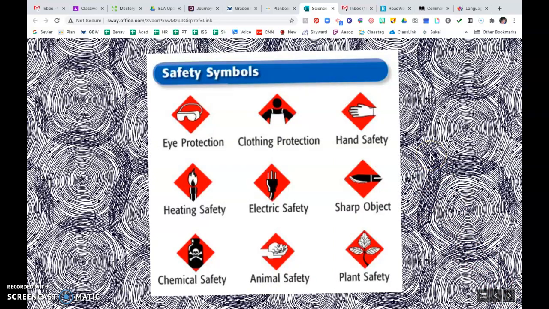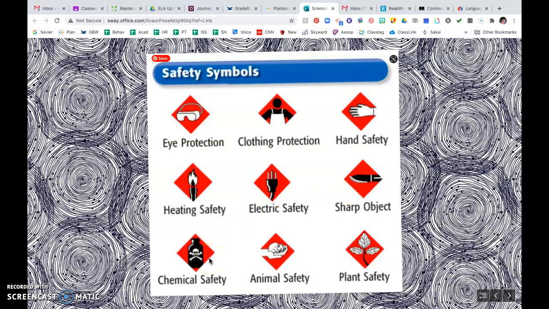So here you can see some safety symbols that you might see in a lab setting. Some of them are obvious. Eye protection. You want to protect your eyes in the lab. You want to protect your clothes, so you would wear a heavy-duty apron if you're dealing with chemicals especially. Be careful. You don't want to lose a finger. Heat safety. You don't want to blow anything up. Electric safety. Electricity is dangerous, so be very, very careful with that. Sharp objects. That's explanatory.